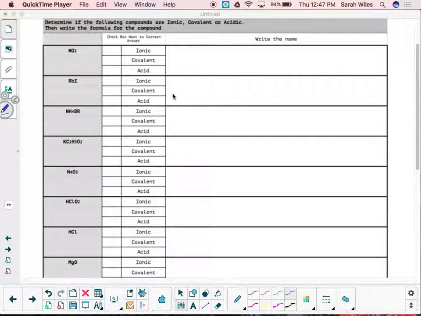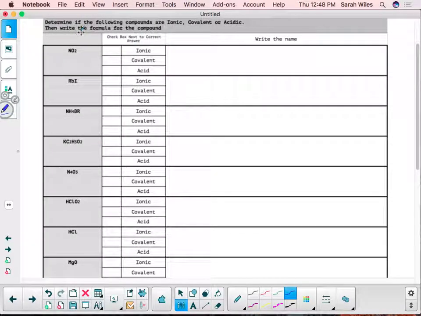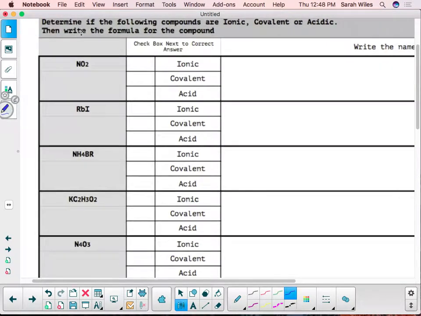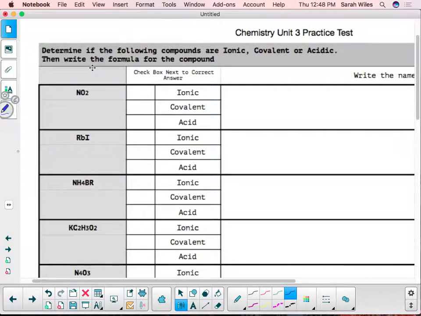So the first thing that you need to do when going from formulas to names is to sort out the type of compound that you're dealing with, because each type of compound has different rules, okay? So we know that the first thing we need to do is count the number of capital letters. Then we need to determine if they are metal or non-metal.